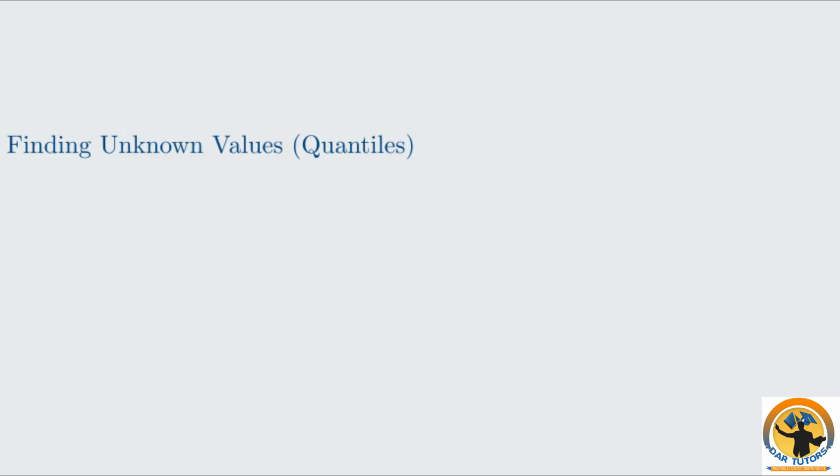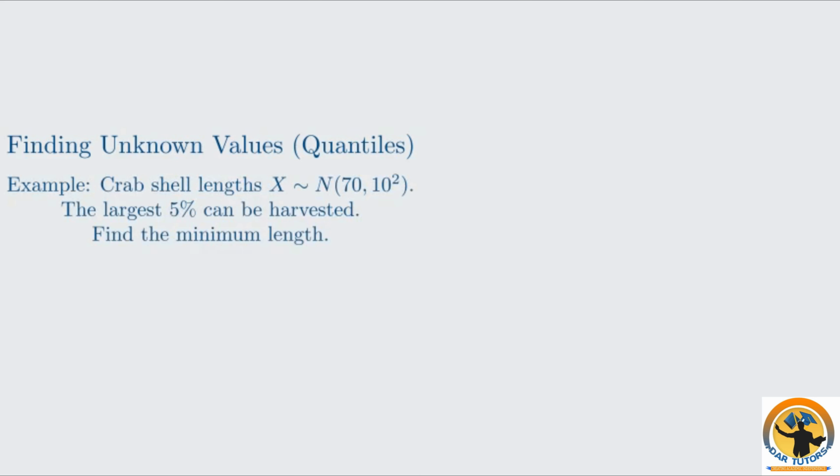This process is the inverse of what we did before, so we use the inverse normal function on our calculator, often labeled InvNorm. Let's revisit the crab example. The shell length of crabs, x, is normally distributed with a mean of 70 mm and a standard deviation of 10 mm. A biologist wants to allow only the largest 5% to be harvested. What is the minimum length for a crab to be harvested?